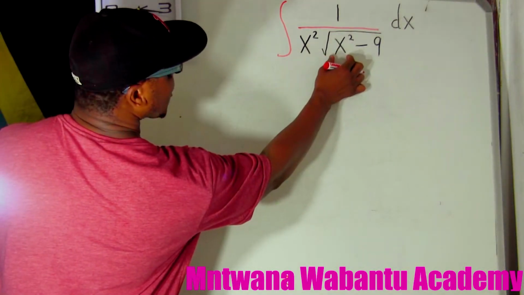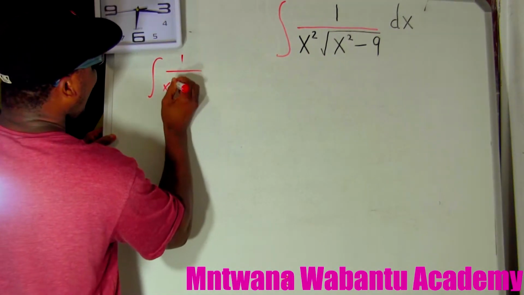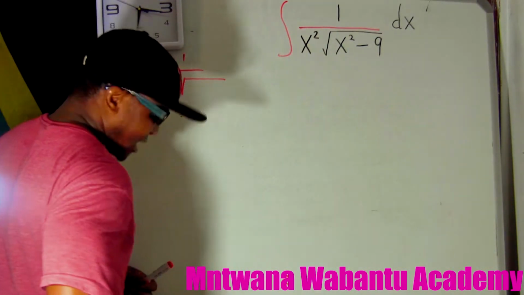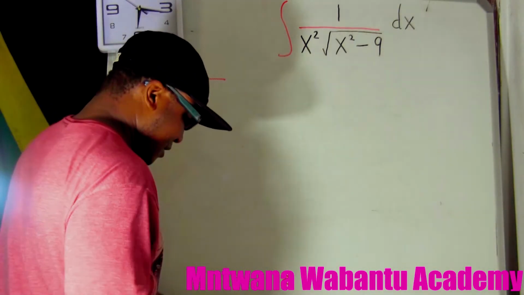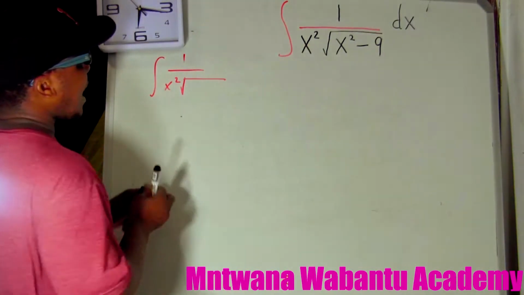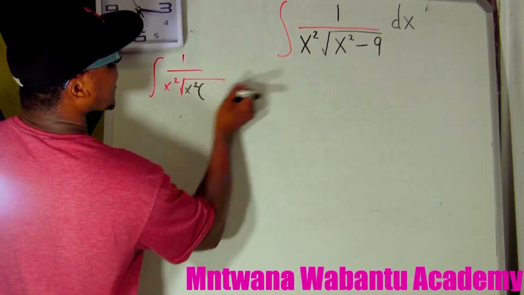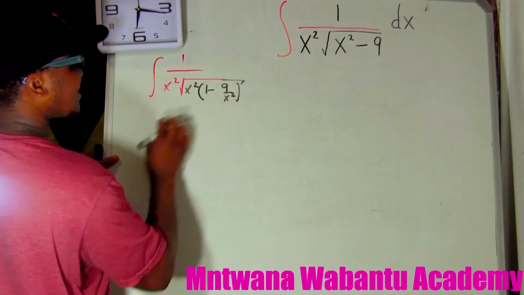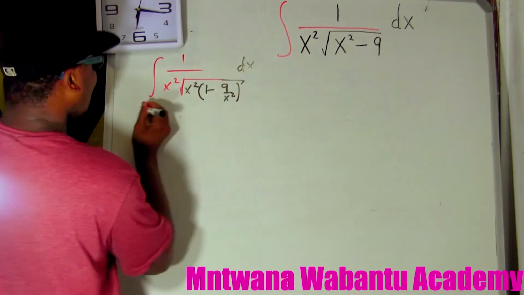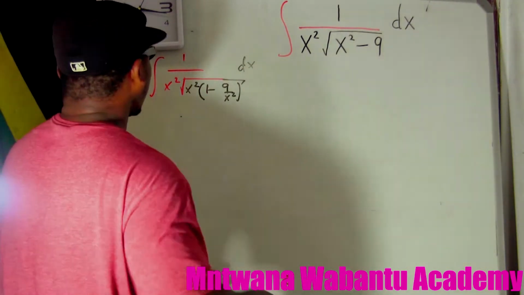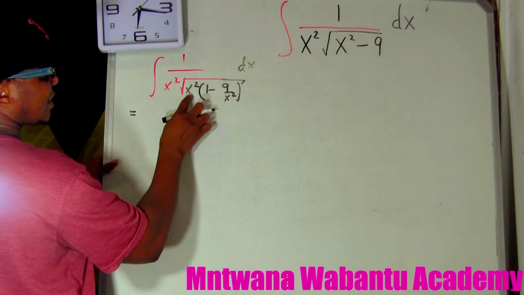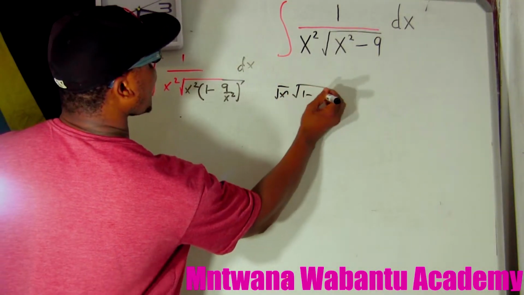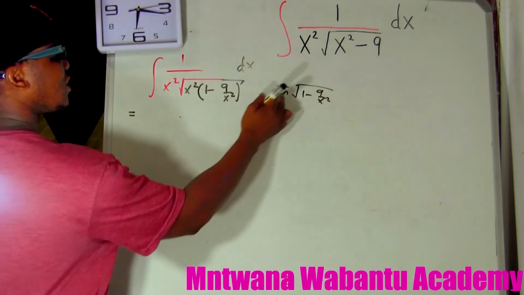I'm going to factor out x squared here. If I factor out x squared, it's going to be 1 minus 9 over x squared, and then I can separate the roots. So we have dx. I can take the square root of x squared, which gives me x.